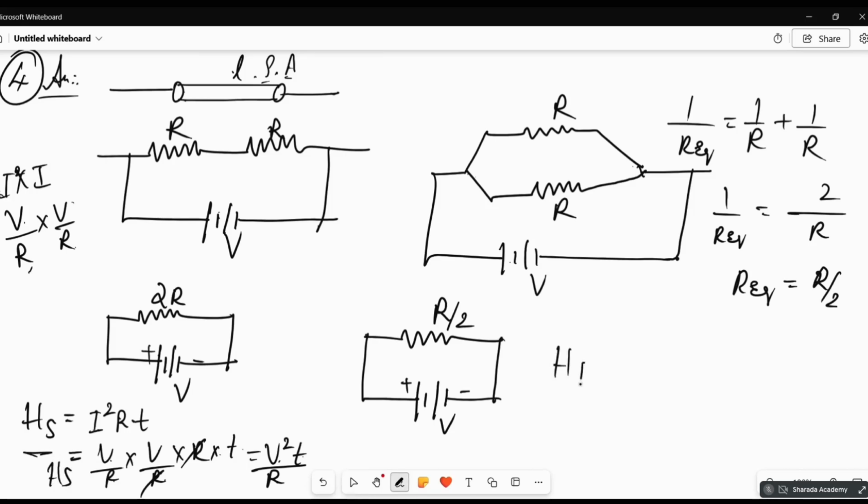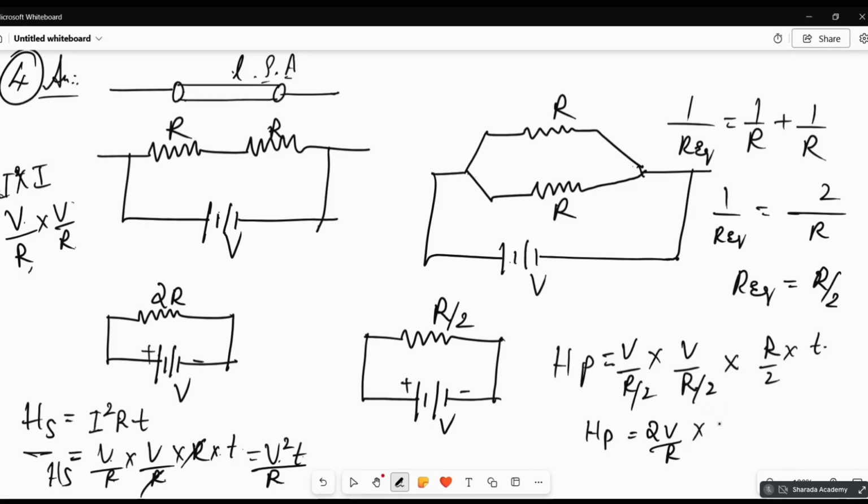What about parallel? Here, I square, I can write it as V by R into V by R. Here it is R by 2, the equivalent resistance, into R by 2 into T. So, parallel, I can write it as 2V by R into 2V by R into R by 2 into T. So 2V square T by R.